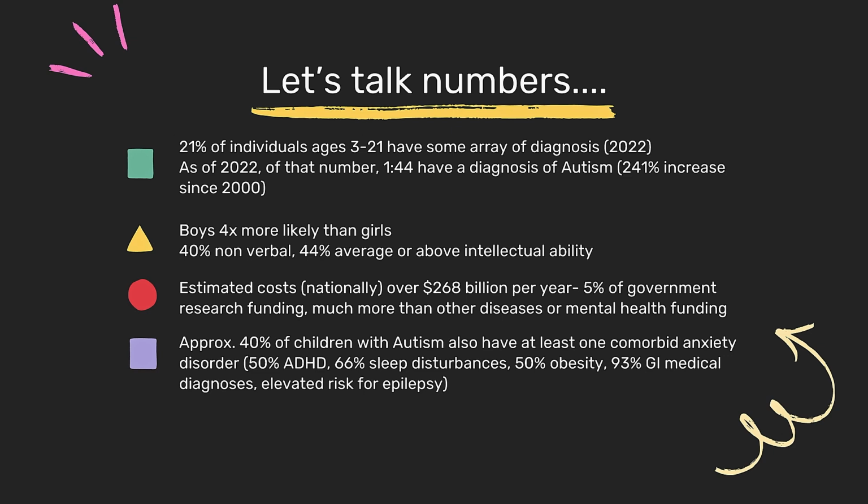So estimated costs nationally are over $268 billion per year being devoted to the study of autism and severe disabilities. Why is this happening? What can we do about it? That's much more than other diseases and even mental health funding. We're pouring money, allocating resources. We're trying our hardest to provide programs that are meaningful for these students.